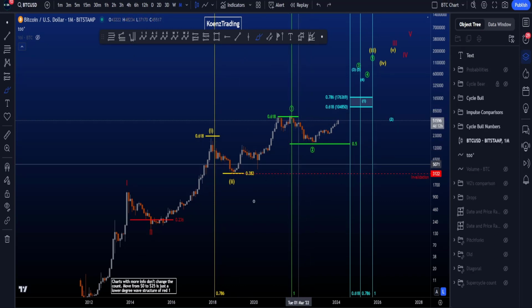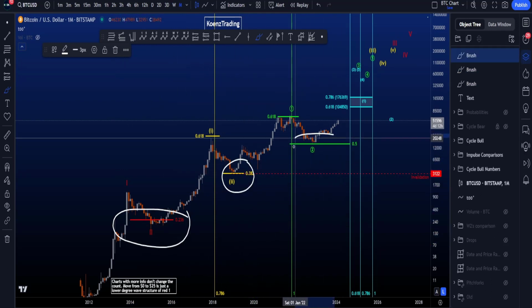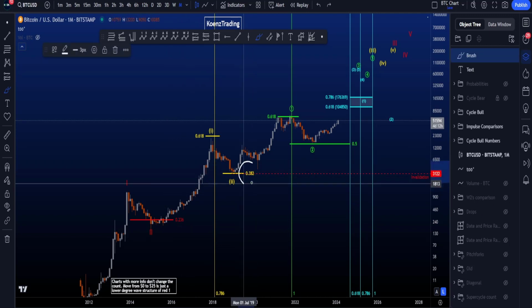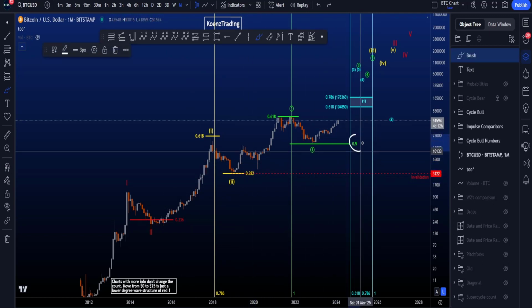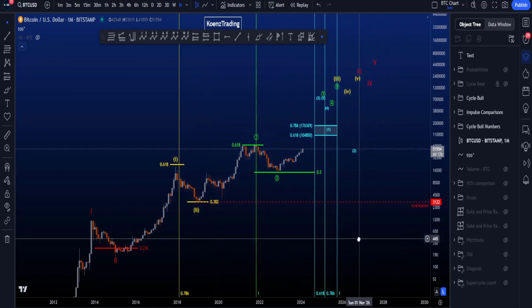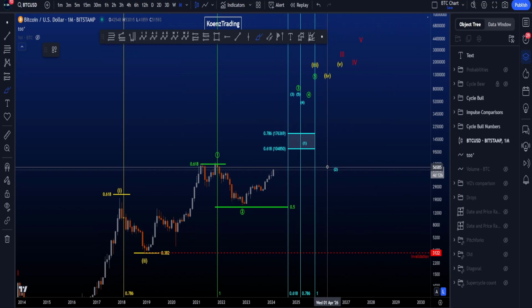Now what is interesting here is that you can also see that the wave 2s are getting deeper each time. The 0.236 acting as support, 0.382 support, 0.5 support. So the expectation for this wave 2 would be to move to the 0.5 minimum and potentially the golden pocket.